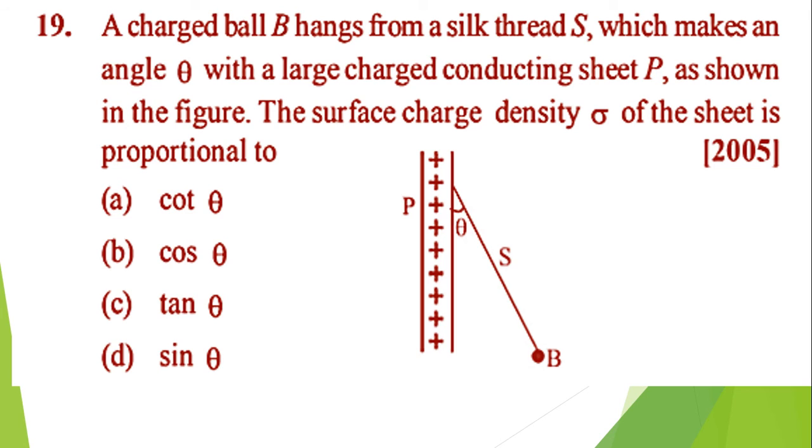A charged ball B hangs from a silk thread S, which makes an angle theta with a large charged conducting sheet, as shown in the figure. So the thread makes an angle theta with the conducting sheet. The surface charge density, that means total charge per unit area, sigma of the sheet is proportional to what? Is that clear?